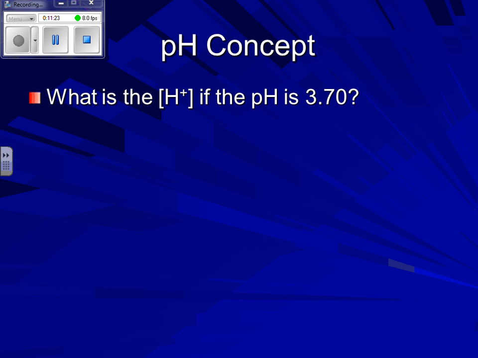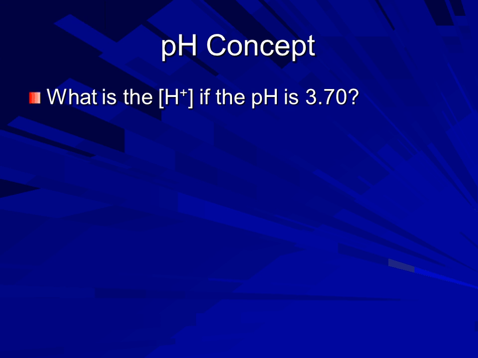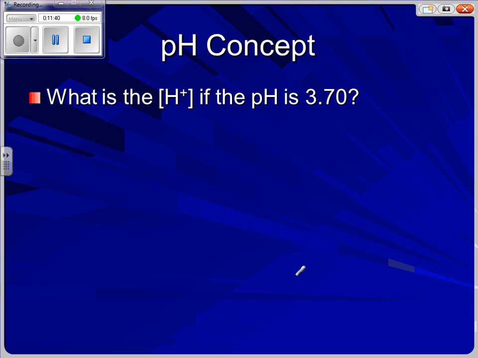What if it's something like 3.70? Honestly, if it's just plain old 6, not a problem. Just eyeball it. You know the log of 1 is going to be 0. So it's just 10 to the x anyway. So you just have to look at it. But what if the pH is 3.70? Okay? It's not a whole number. You can't just eyeball it.